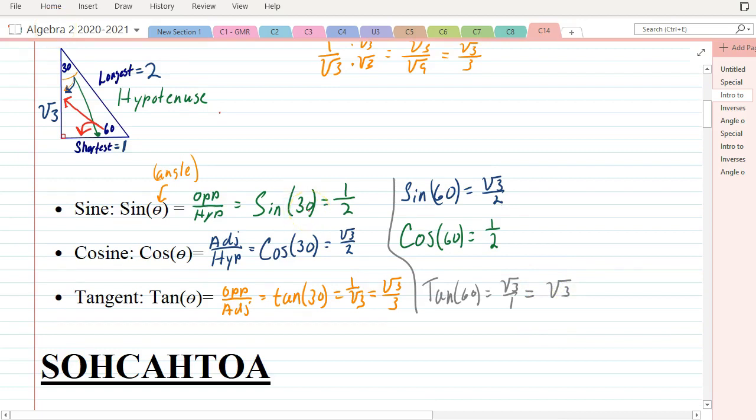One thing I want you to notice before we continue is that when you switch the reference angles from 30 to 60, sine and cosine switched. They are still the same ratios, but since we're looking from a different angle, they are the same numbers. So sine of 30 was 1/2, and cosine of 60 is 1/2.